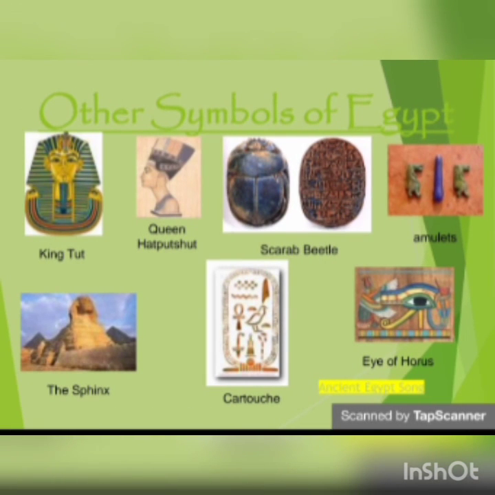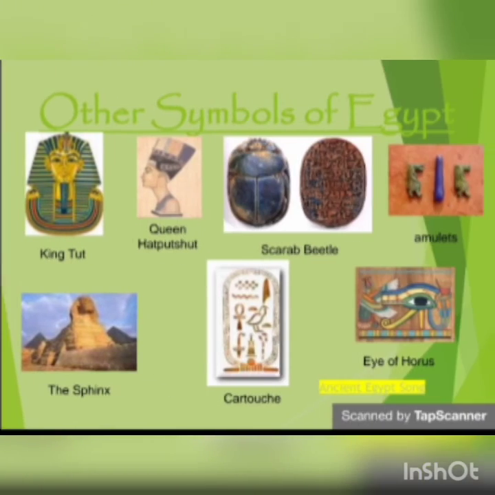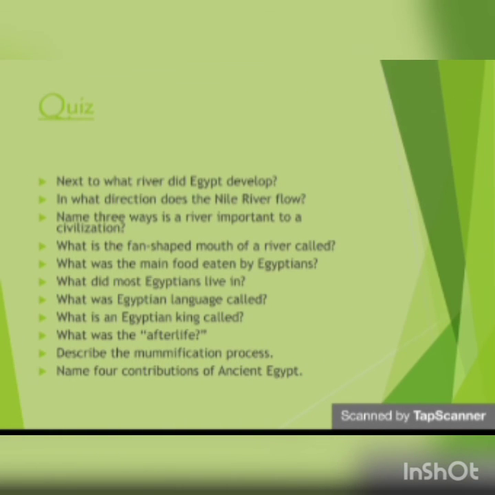And let us see the other symbols of Egypt. King Tutankhamun was shown like this. Then Queen Hatshepsut, and the scarab beetle. Then amulets, the Sphinx of Giza, the cartouche and the Eye of Horus. These were some symbols widely used in Egypt.